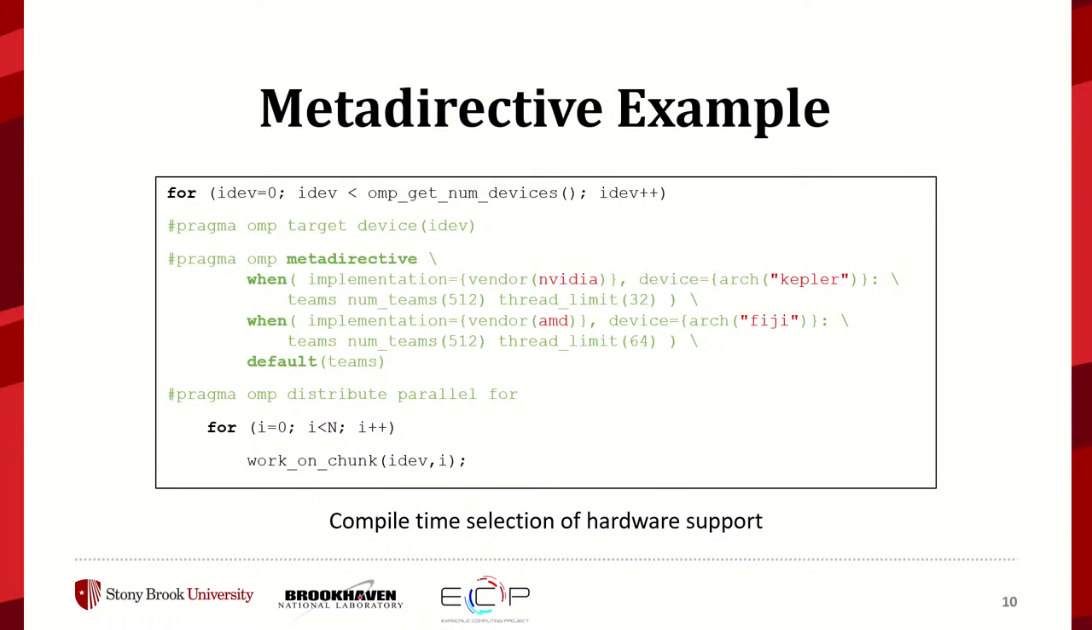In this code, different teams constructs are employed as determined by the metadirective directive. The number of teams is restricted by the num_teams clause, and a thread limit is also set by the thread_limit clause for vendor AMD and NVIDIA platforms and specific architecture traits. Otherwise, just the teams construct is used without any clause, as prescribed by the default clause.